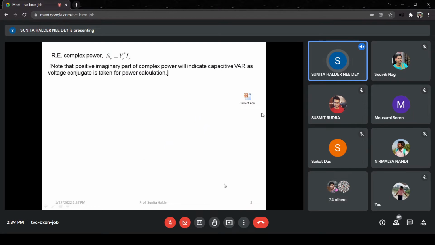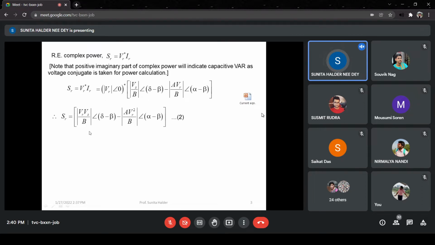Now, if we want to calculate the receiving end complex power, then SR is VR IR conjugate. Instead of V I conjugate, why is I conjugate taken? Because the current is in algebraic form. In this expression, if the imaginary part comes positive, that means it is capacitive. If it comes negative, then it is the inductive one. So in that way, if we do the calculation, SR will be this one. This is the polar form.